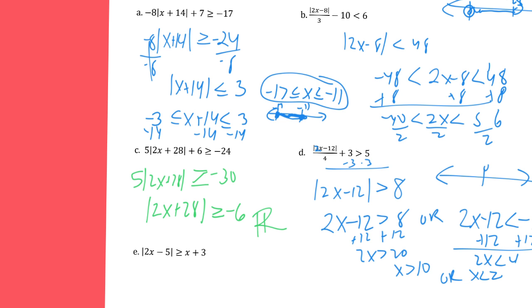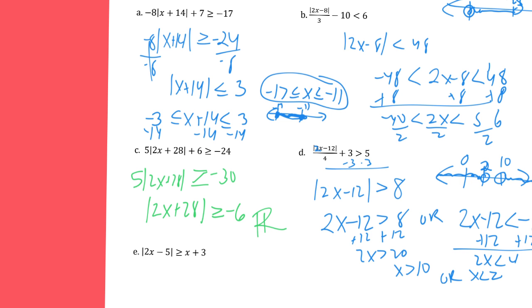So x is greater than 10, or your x could be less than 2. Oops, let's make this a 2 and let's make that 0. So x is less than 2. Okay, so a number could be bigger than 10 and work, or a number could be smaller than 2 and also work as well. So you'd write this or this.